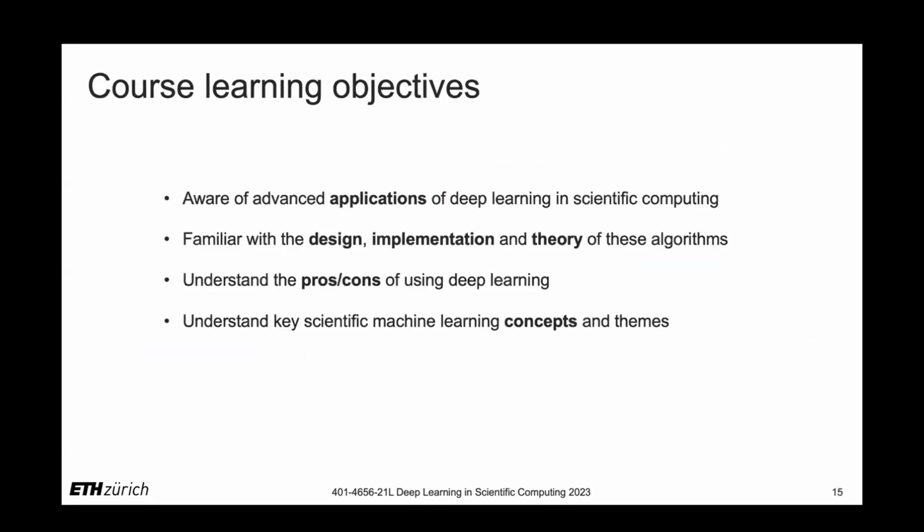Okay. So that is the very high level motivation of the course, and why we think these techniques are really amazing and interesting to study. And so what do we want you to get out of this course? Well, we have a couple of learning objectives. The first is to be aware of these advanced applications of deep learning and scientific computing across many different areas of science. The next is to really understand how these algorithms work and their design, and maybe some of the theory and implementation details behind them. Also to understand the pros and cons of deep learning, and that it's not a tool that fixes everything, like a silver bullet. And then in general, to understand the overlap between the fields, how machine learning can help with science, and also some of the scientific concepts that can help machine learning as a field too.